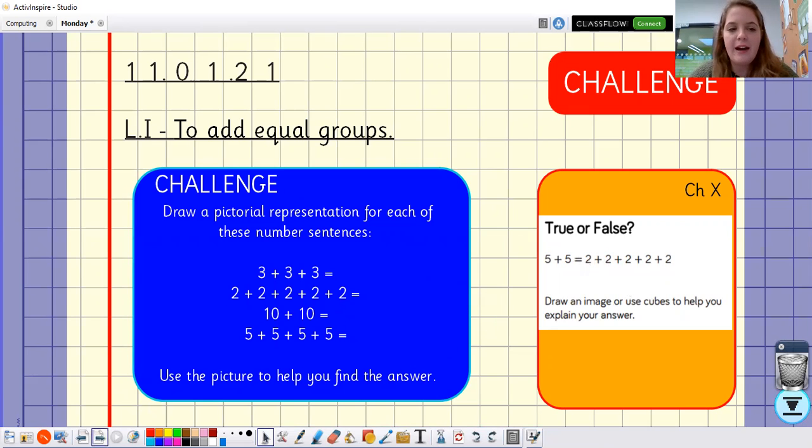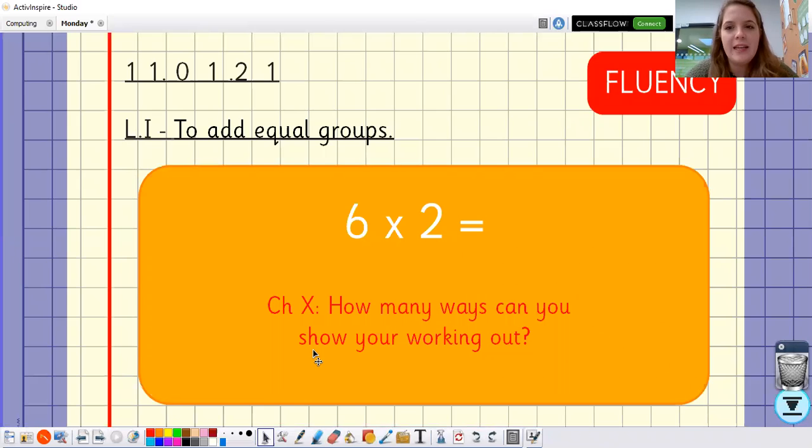Okay, and finally we have our word problem. Our word problem for today is a multiplication. Sorry, not a word problem, a number sentence. We have a multiplication number sentence. So we have got 6 groups of 2. 6 groups of 2. Remember, you could draw a picture to help you to find the answer. Okay, pause the video now and see if you can draw a picture. See if you can find the answer to 6 groups of 2.